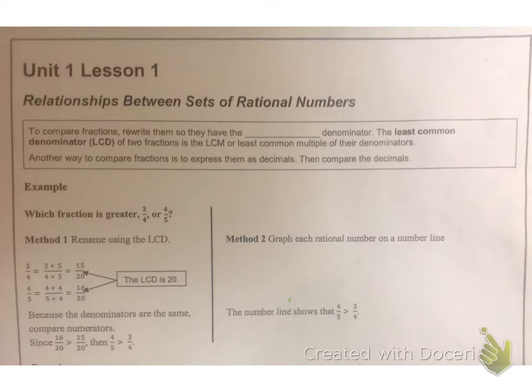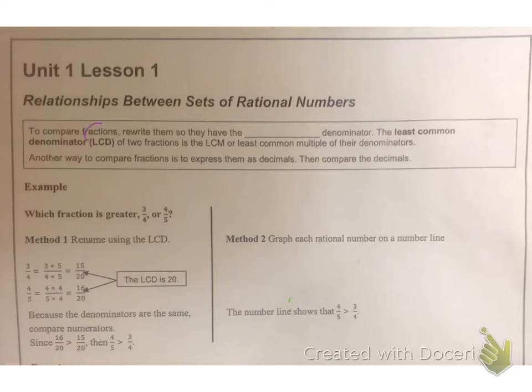Okay, in Unit 1, Lesson 1, we're going to be looking mainly at comparing rational numbers. If you think about rational numbers, they can be expressed in several different forms. They can be expressed as fractions, as decimals, or as percents. We have to be able to compare them no matter what form they're in. The hardest form to compare is always going to be fractions.